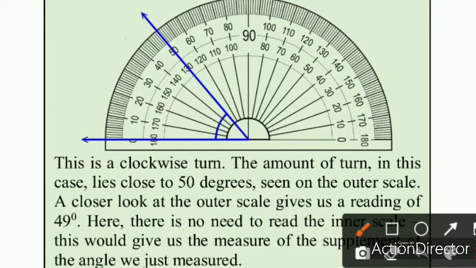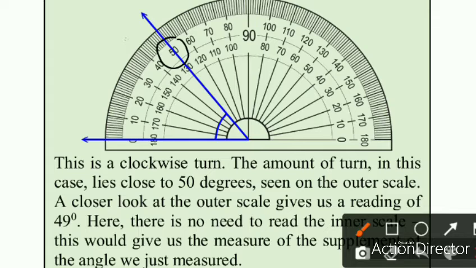Now this picture shows a clockwise turn, because the ray starts moving from this point to this point. So this is a clockwise turn, and the amount of turn in this case lies close to 50 degrees, at this point.